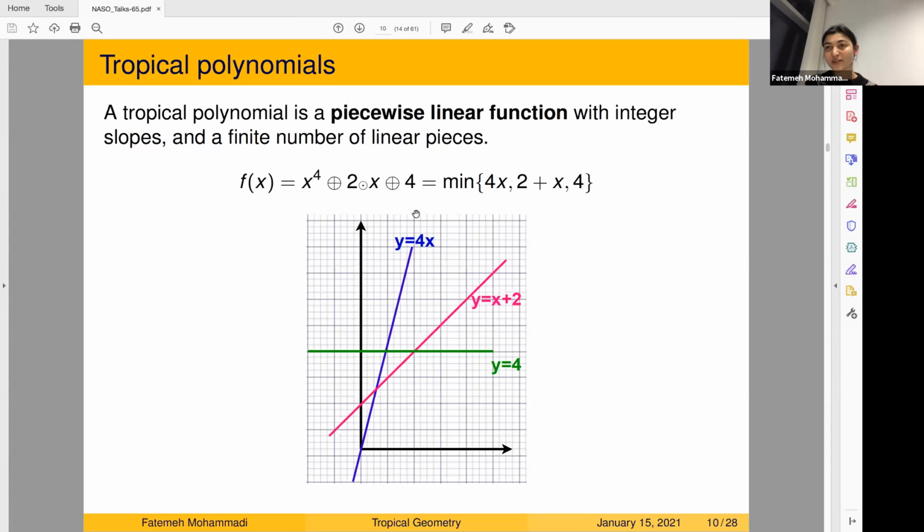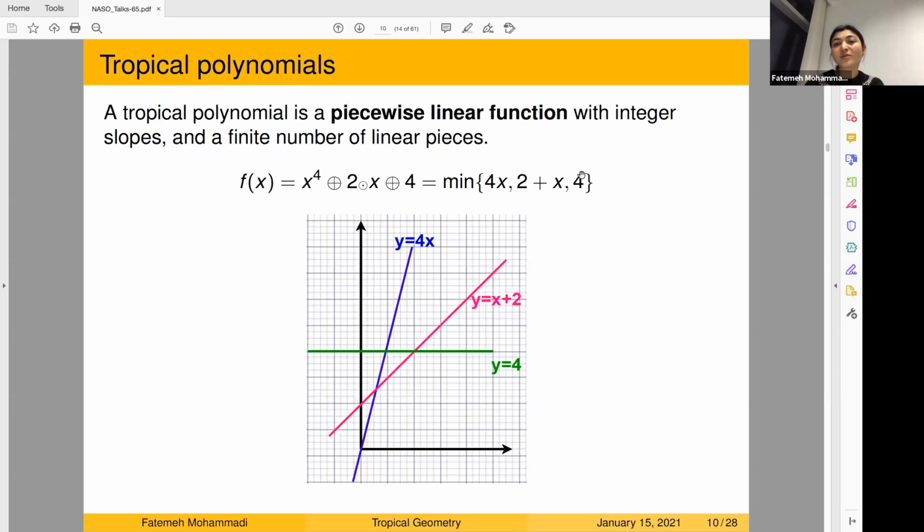And if you do this tropical arithmetic, you need to take the minimum of these 3 terms. So the first one, x to the 4, is like x times x times x times x, which in the tropical world is going to be 4x, right? The second one is 2 times x, which is going to be 2 plus x, and 4. So the way that you can draw the graph of this polynomial is to draw the curve of each of them and then take their minimum.